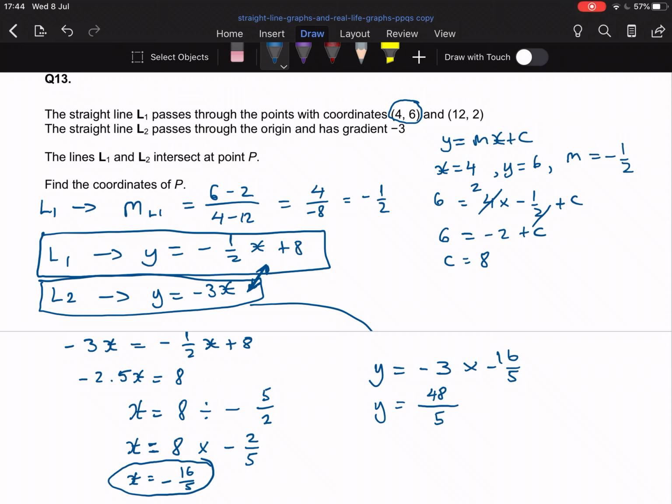So that's my y. On the answer line, obviously, I'm not going to scroll down for that. I'm just going to write it here. My answer is -16/5 for the x coordinate, and 48/5 is the y coordinate I got.